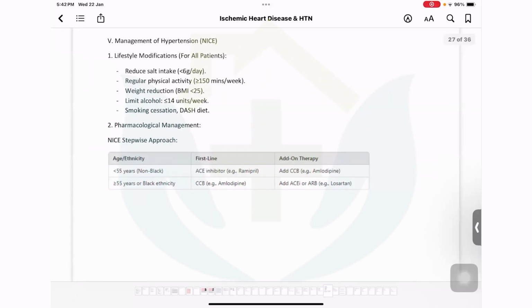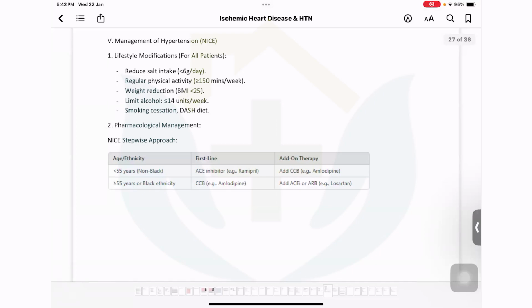So how do you manage? First is obviously lifestyle modifications for everyone: reducing salt intake to less than 6 grams, physical activity to more than 150 minutes per week. These are very important, the units that I have mentioned here, because they are always in the true and false statements. Weight reduction to BMI less than 25 and limiting alcohol to less than 14 units per week. Stopping smoking, and of course DASH diet.